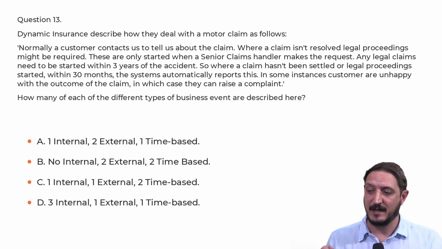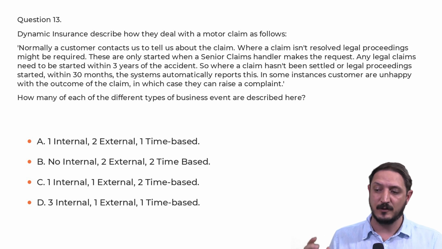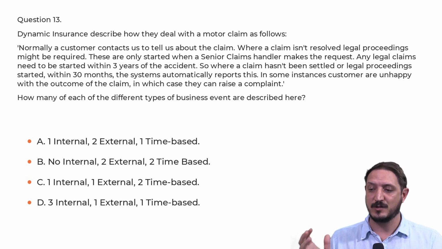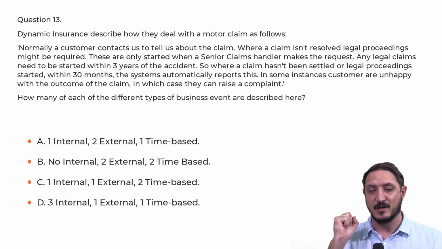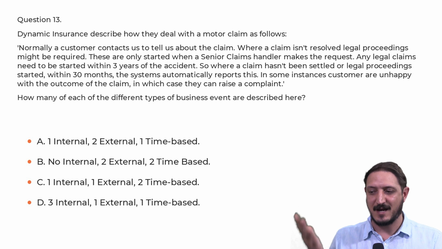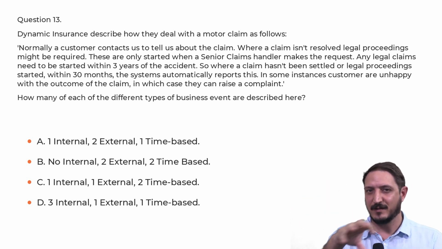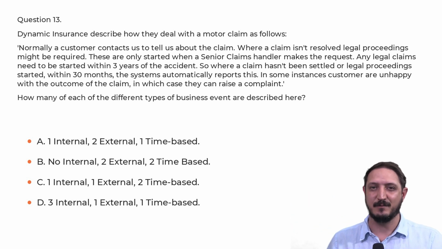And it says, where a claim hasn't been settled or legal proceedings started within 30 months, the system automatically reports this. So the specific action that is taking place is that the system, which is the actor in this process, is reporting. It's sending out a report within a specific time frame. Within 30 months of the system identifying these things, it's triggering something else. We can see that's a clear trigger in the statement here.